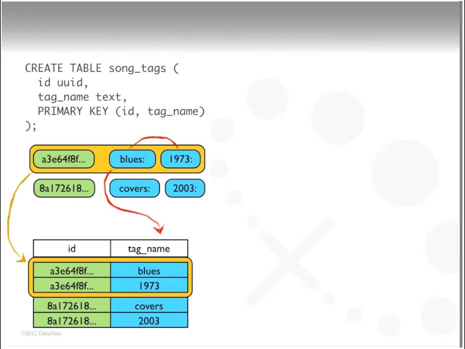So how we map this to a table in CQL3 looks something like this, where we're going to go ahead and say create table song tags, and we're going to give it the ID for the key, and the tag name is going to be our new column name. And then we're going to give it this compound primary key definition that we haven't seen before, where I'm going to say both the ID and the tag name are part of my primary key.